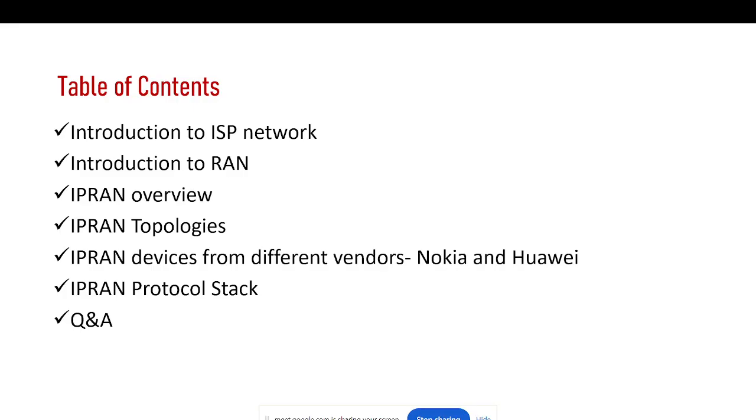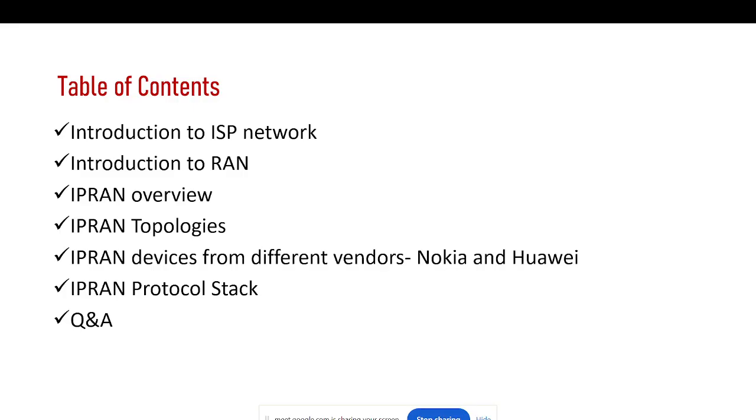Once we have looked at an overview of service provider networks, that is the internet service provider network, we'll now dive into the radio access network. After the radio access network, we'll be looking at the IPRAN overview, and then we'll discuss different topologies that you expect to find in IPRAN network. The next item will be IPRAN devices from different vendors. We know we have many vendors. We have Nokia, we have Huawei, we have Juniper, Cisco, ZTE, many vendors. They produce different networking devices, and these devices are deployed in different areas of the network.